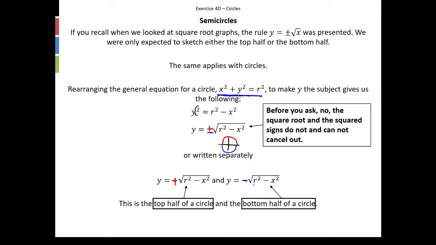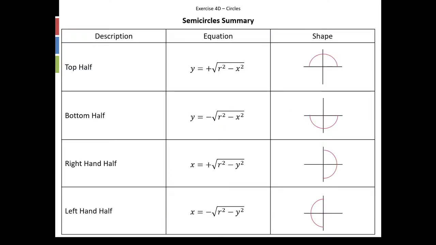Now, as it says in here, we have this r squared minus x squared all under the square root sign. No, we can't cancel the square and the square, because they're not similar. Okay, so this is what we end up getting.